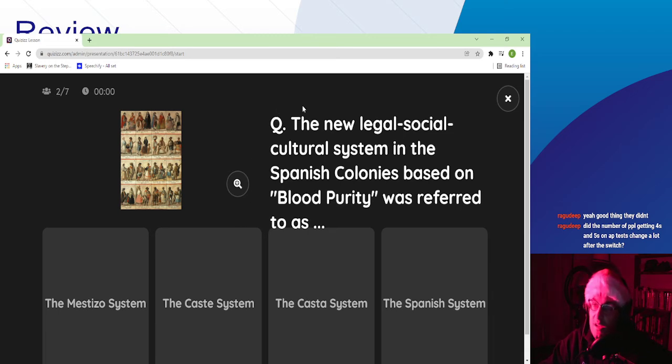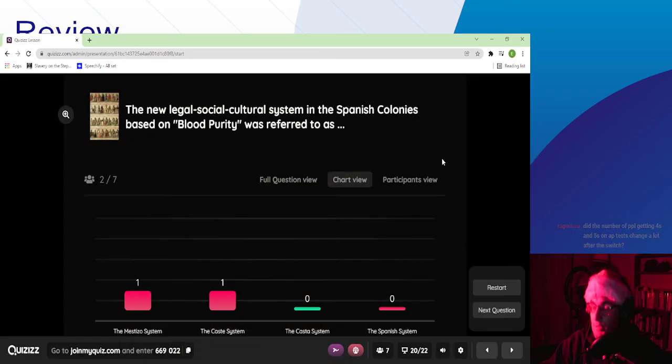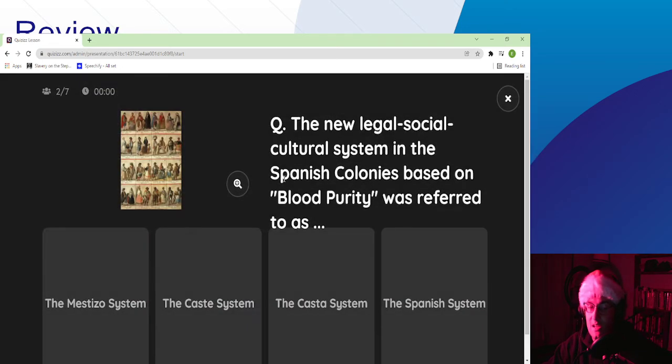Anyway, real quick, the new legal, social, cultural system in the Spanish colonies based on the concept of blood purity was the casta system, the casta, not the caste, but that's where we get the word caste in English. It did result in groups of people collectively known as mestizos or mixed people, right? That would be the children of Native Americans and European settlers. But yeah, the casta system.